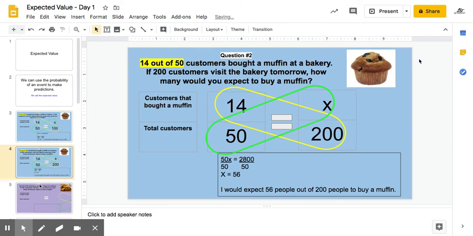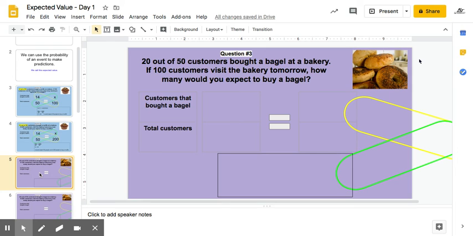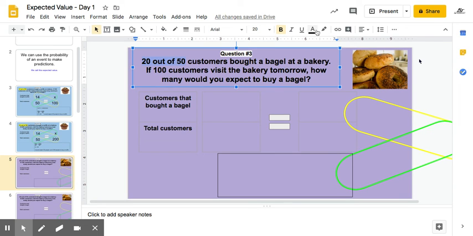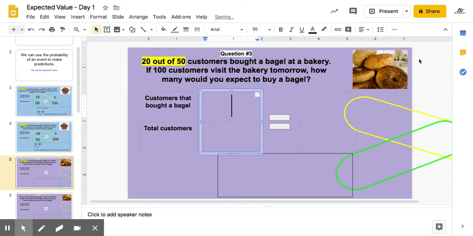Okay, let's do another one. Number 3 says 20 out of 50 customers bought a bagel at a bakery. If 100 customers visit the bakery tomorrow, how many would you expect to buy a bagel? Okay, got to set up our proportion here. So our first fraction again, guys, is the probability that I gave you. I told you 20 out of 50 customers are buying a bagel. So there are a total of 50 customers, and out of those 50, 20 bought a bagel. So 20 is in my numerator and 50 is in my denominator.